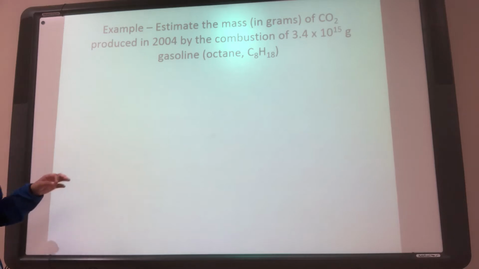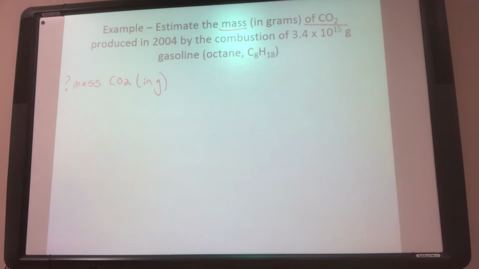So first, what am I looking for? Let's ask that question. What am I looking for? I'm looking for the mass of CO2. I want the mass of CO2 in what units? In grams. That's what I'm looking for.